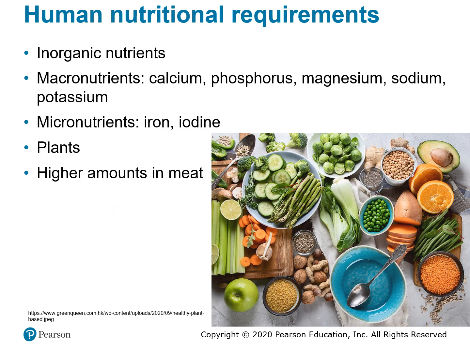The last nutritional need for humans are inorganic nutrients. These include macronutrients such as calcium, phosphorus, magnesium, sodium, and potassium, and micronutrients, some of which include iron or iodine. Now, all of these can be obtained from plants, but in fact are actually available in higher amounts in meat.